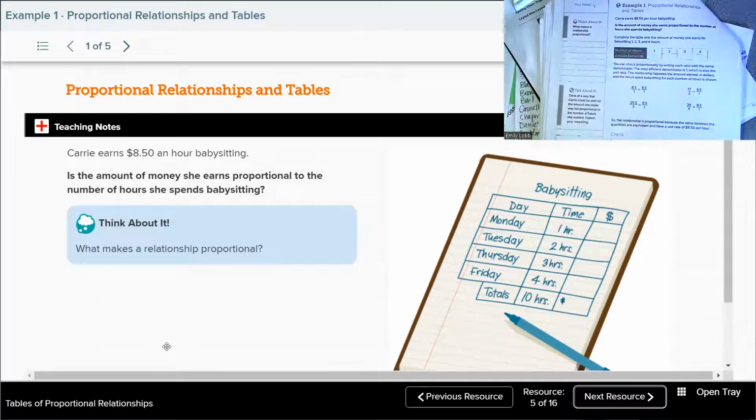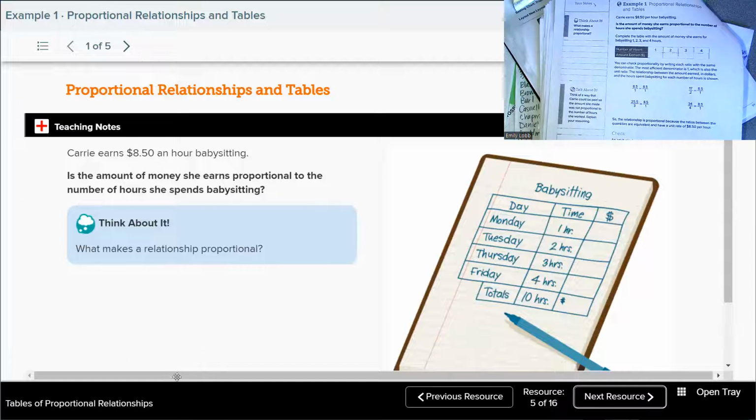We have to complete this for Carrie. Carrie earns $8.50 an hour by babysitting. Is the amount of money she earns proportional to the number of hours she spends babysitting? Do you think it's proportional? No. Why not? They're proportional, I think it might be proportional. Let's find out. All right, we're gonna make this table.